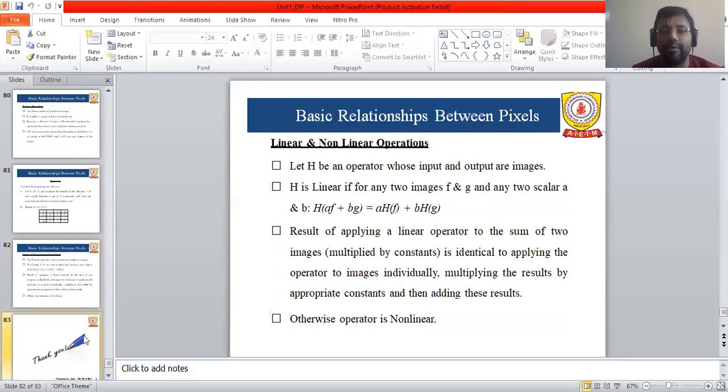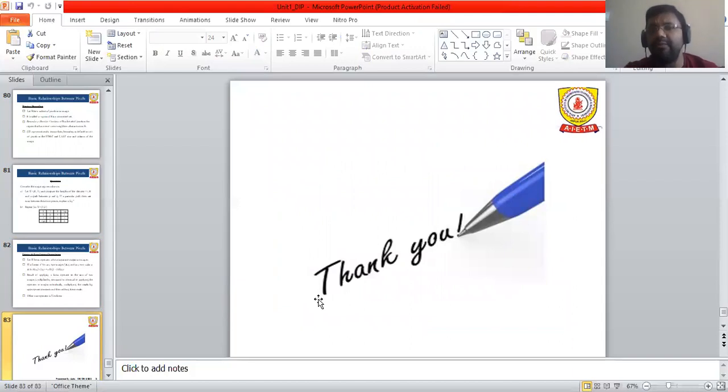Let us briefly recap. We saw 4-connectivity, 8-connectivity, and adjacency, including mixed adjacency. Then we saw connected component, connected set, regions, and the linear and non-linear nature of operator H. This is the basic concept that we covered in this session on the basic relationships between pixels.